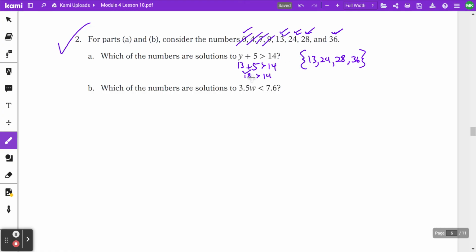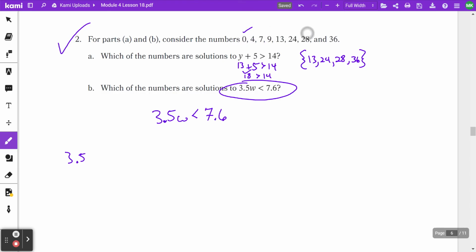So next one here. Okay, so this is using multiplication. All right, so we have a 3.5 w, and this side of the inequality has to be less than a 7.6. All right, using multiplication. So let's see here. Let me do some work over here. So the 0, right, let's get rid of all this, start fresh.